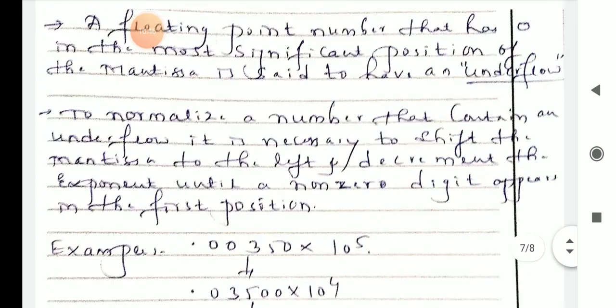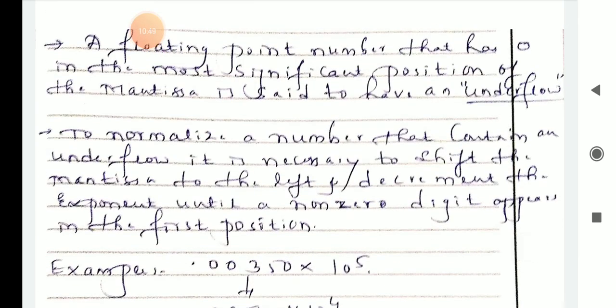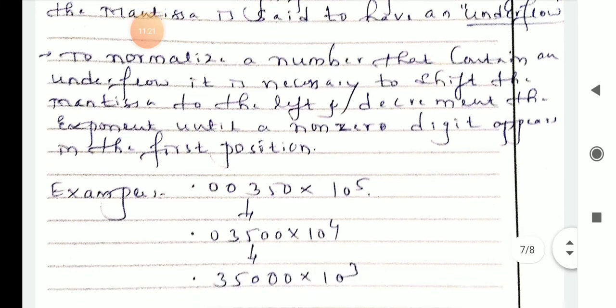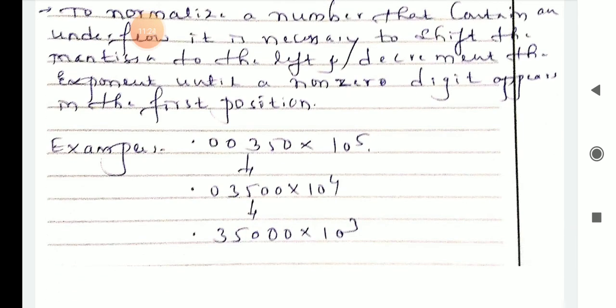So what you are going to do: a floating point number that has 0 in the most significant position of the mantissa is said to have an underflow. So whatever comes as that 0, you have to call it an underflow. To normalize a number that contains an underflow, it is necessary to shift the mantissa to the left and decrement the exponent until a non-zero digit appears in the first position.